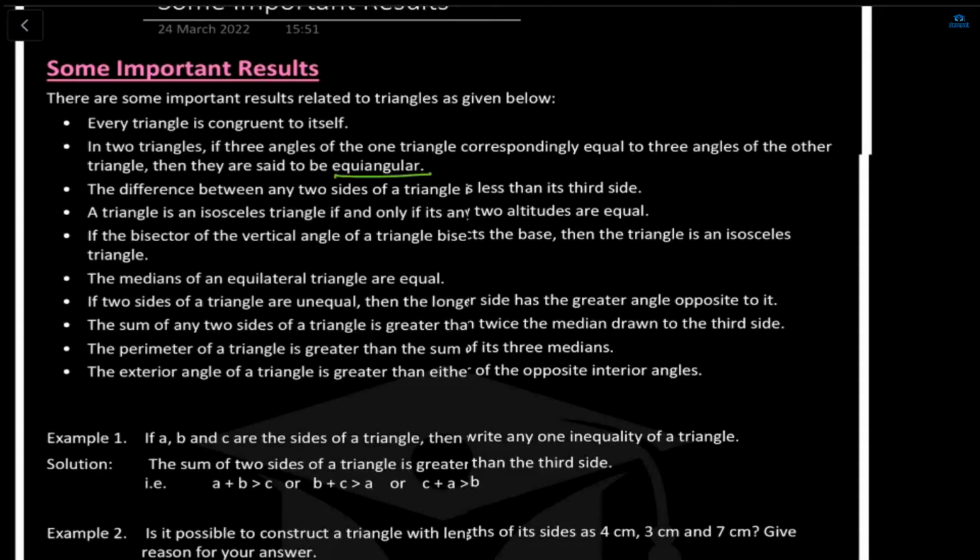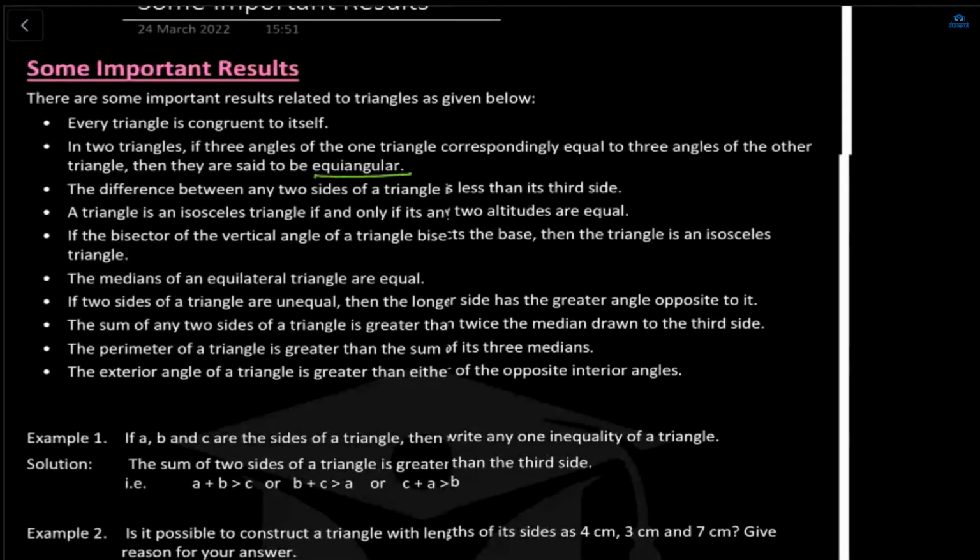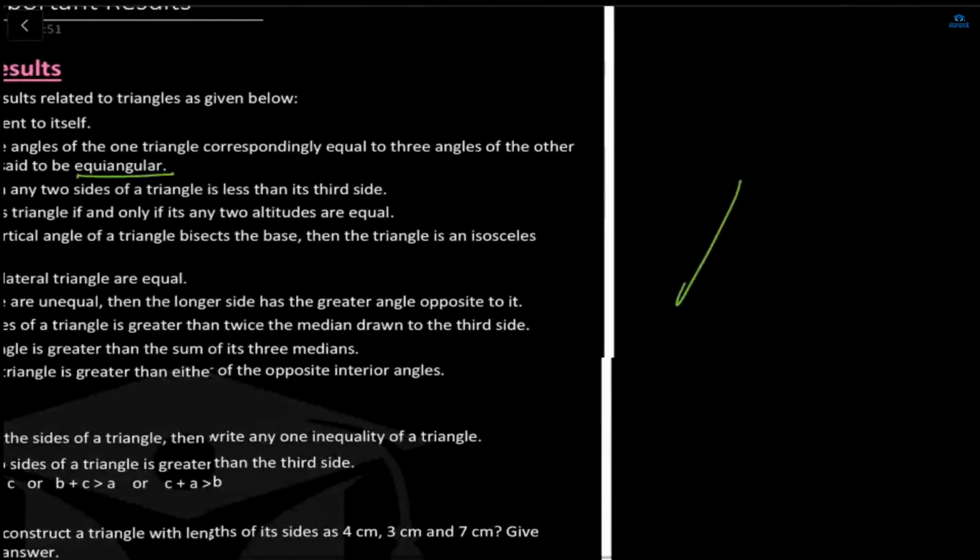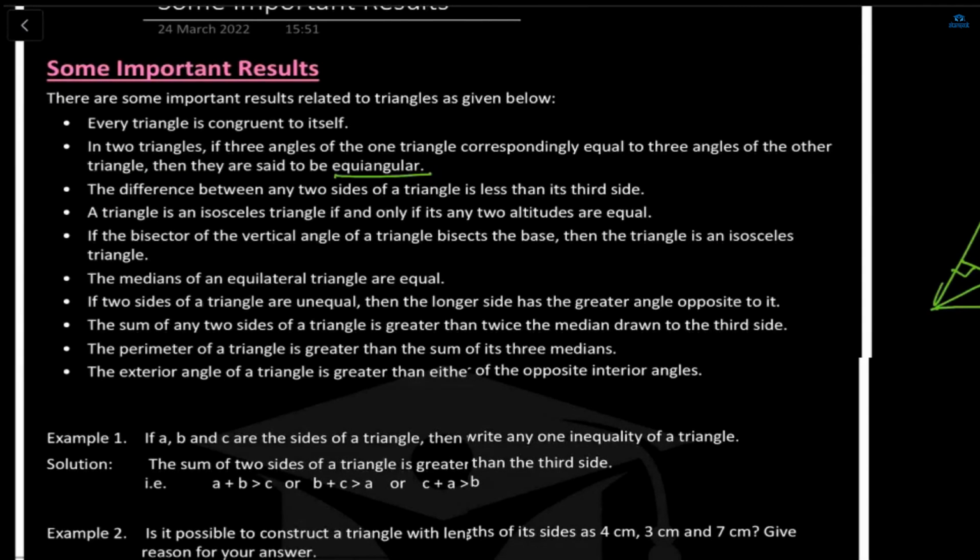A triangle is an isosceles triangle if and only if any two altitudes are equal. Altitudes, everybody knows, are the perpendicular distances. So in an isosceles triangle, the altitudes will be equal, and if two altitudes are equal, then it is an isosceles triangle.